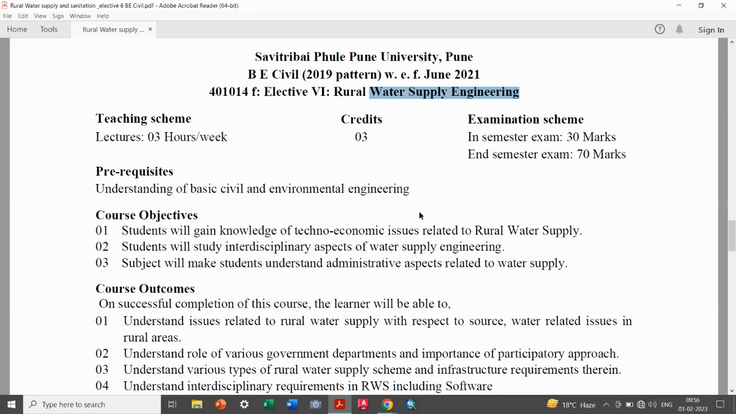But if you compare rural water supply, here we are not considering engineering, because if we take example of transportation planning and transportation engineering, there is slight difference between planning and engineering. So this subject is more related to the planning. Because in rural area, the sources of water, we can consider them as pure, or most of the times the treatment is not required.